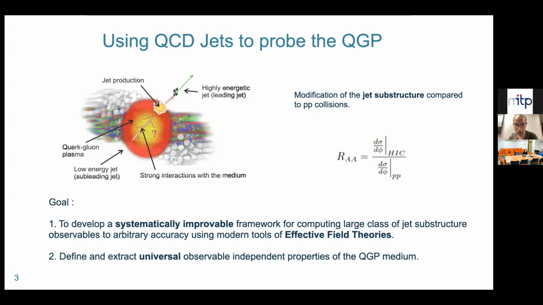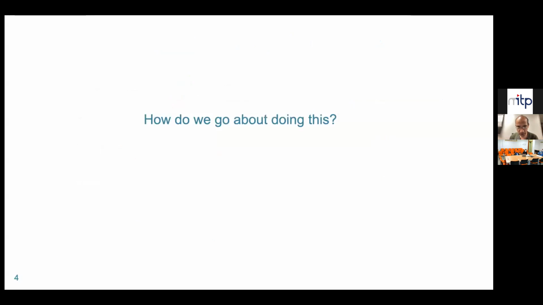So the goal in this talk is to develop a systematically improvable framework for computing a large class of jet substructure observables to arbitrary accuracy using effective field theories. Using this formalism, hopefully we can define and extract universal, observable-independent properties of the quark-gluon plasma medium. I will explain what these terms might mean in this context. So the question is, how do we go about doing this?